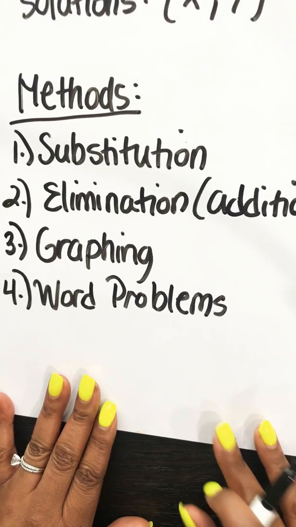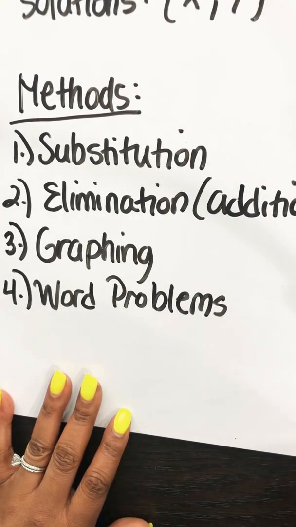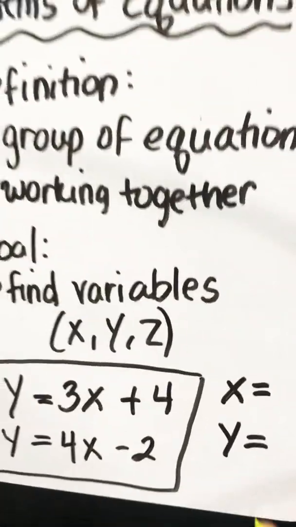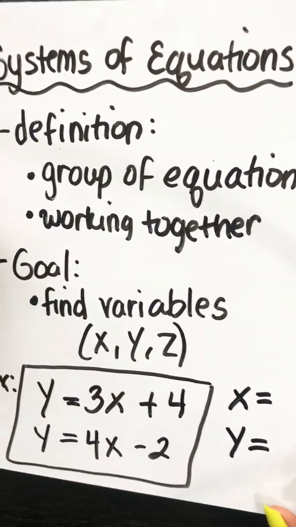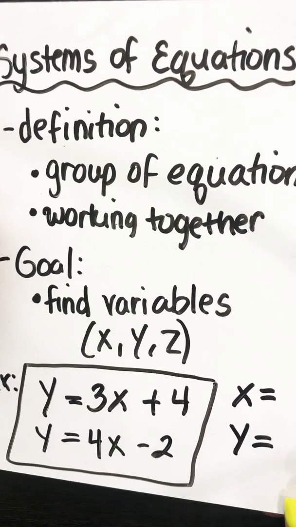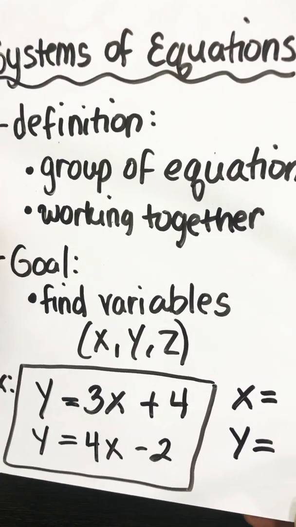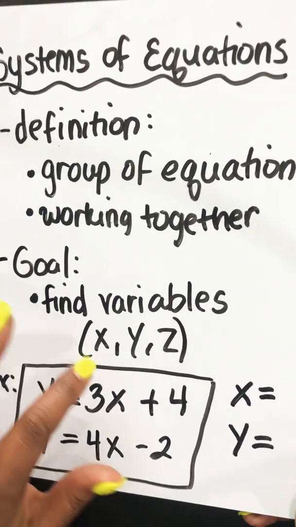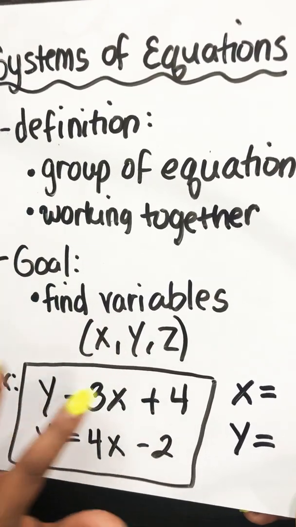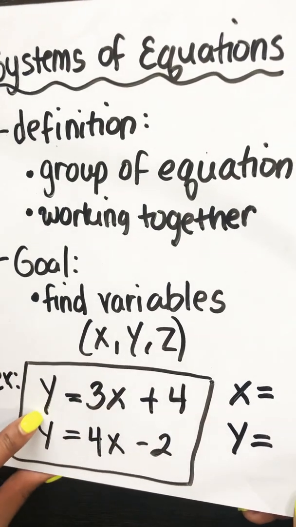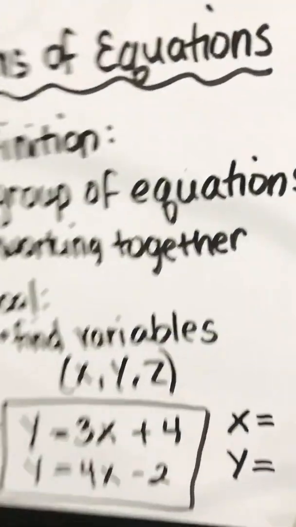In my next videos, I'm going to go over each method one at a time. But just to kind of recap, we talked about the definition of a system of equations. So a system of equations is when you have a group of equations, so 2 or more, working together for a common goal. The goal is to find your variables. And in this example, our variables are x and y. So our goal is to find x and y.